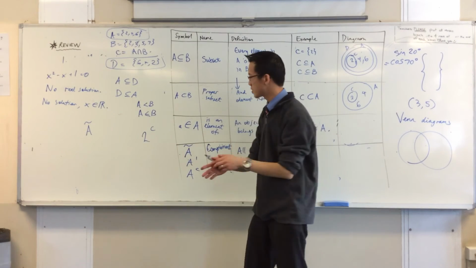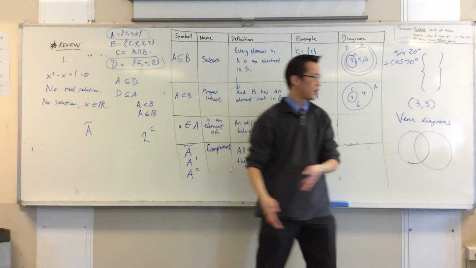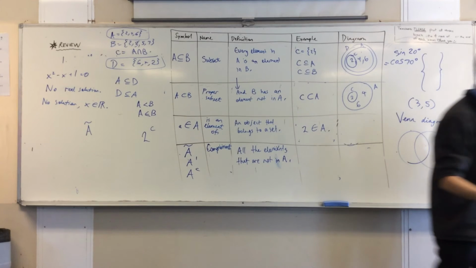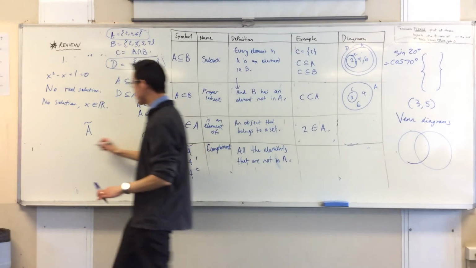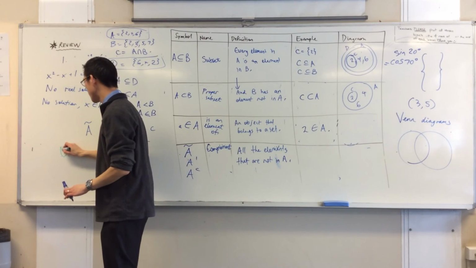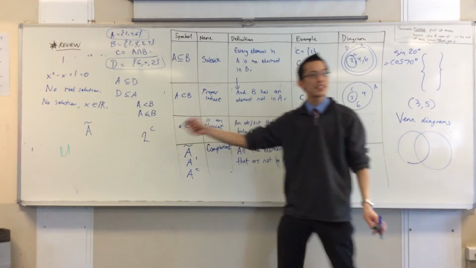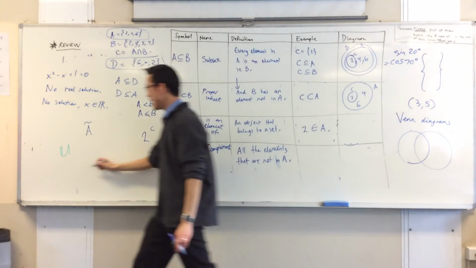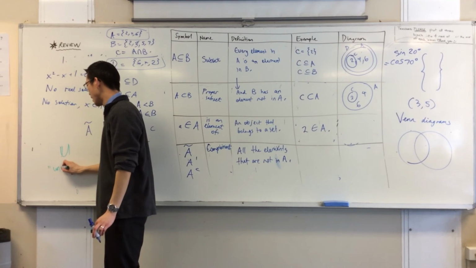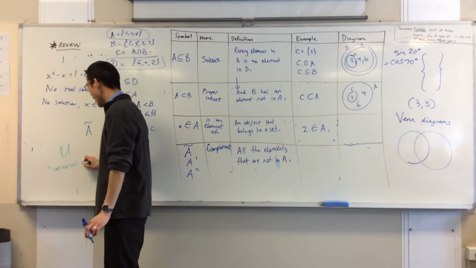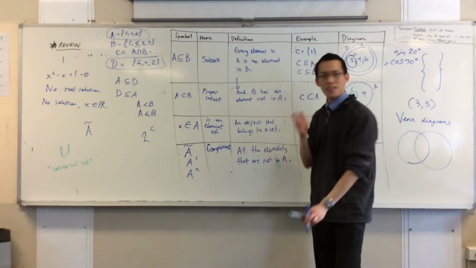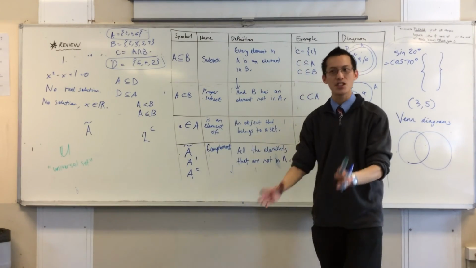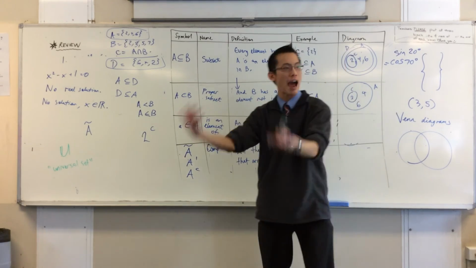So what they do is, for each individual situation, they introduced this important set. This is a U with an extra line on it. It's what we call the universal set. Now, its name is a bit of a misnomer. The universal set changes for every situation you've got. You define a new universal set.